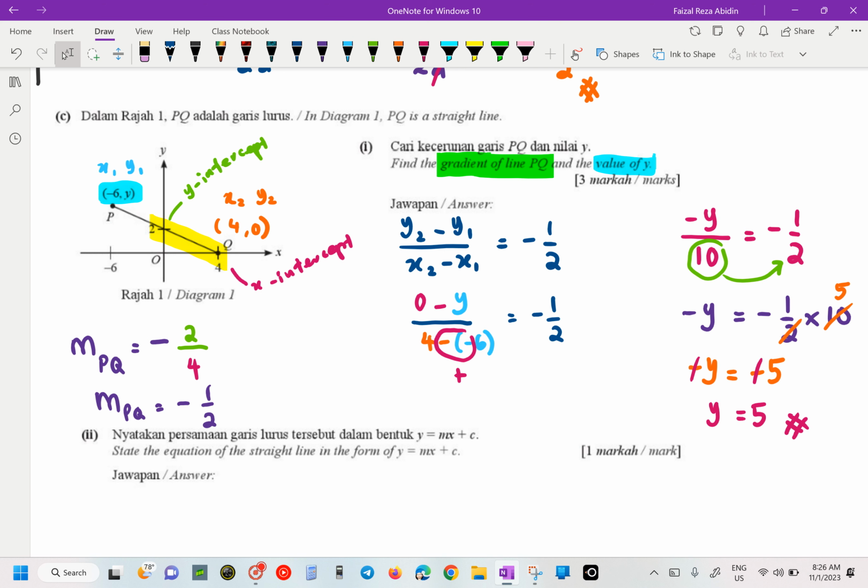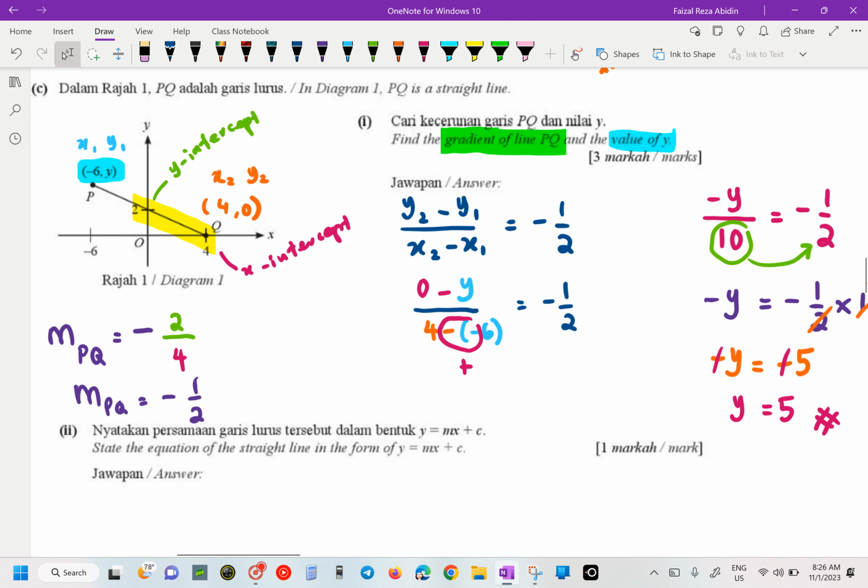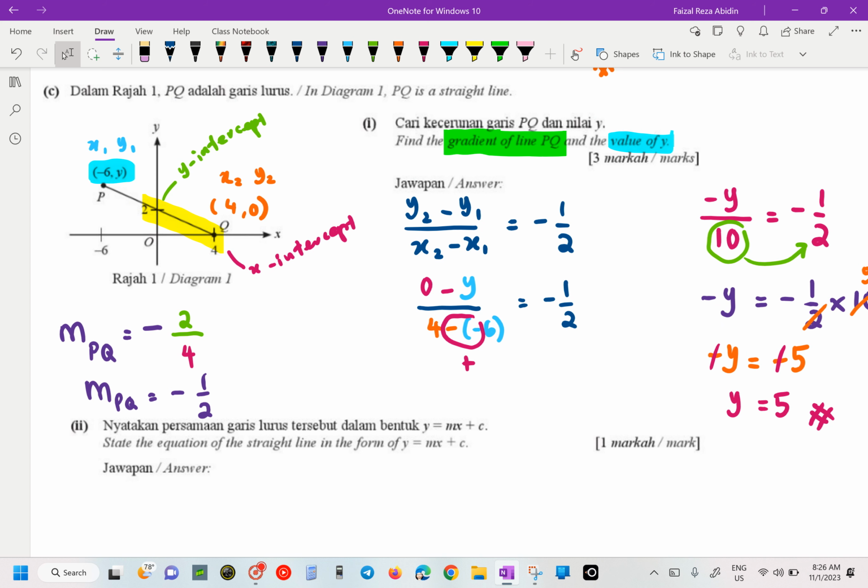So this one, do not forget the many methods to find your gradient. The second one, one mark only. State the equation of the straight line in the form y equals mx plus c. If you look over here, we are going to identify our gradient. Did we have our gradient? Yes. And then you must have your c. Did we have our c? Yes.